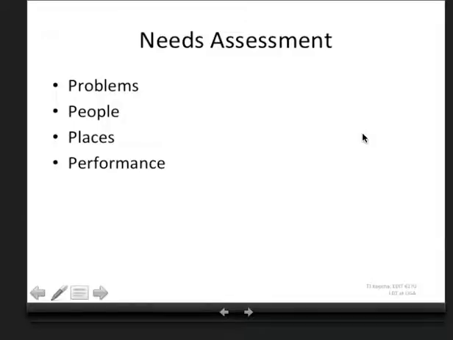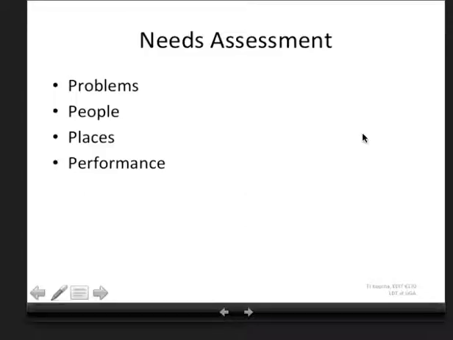And so the needs assessment is a big part of that. You'll find that there are many writings about conducting a needs assessment, but they all boil down to similar themes. In essence, you're concerned with the 4 P's noted here: the problem, the people involved, the places involved, and the desired performance.